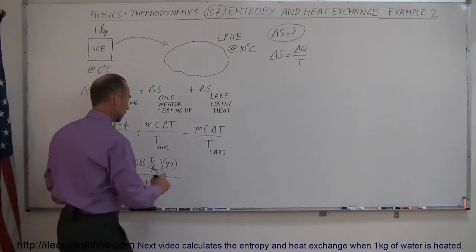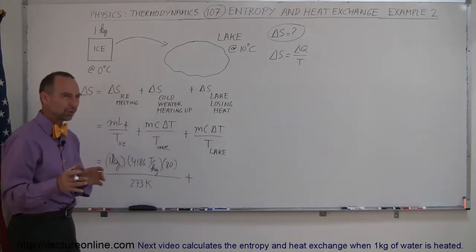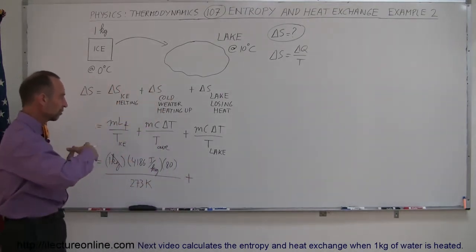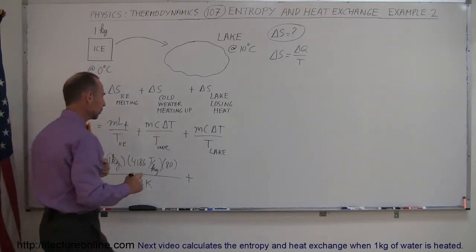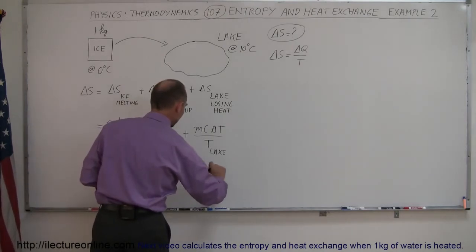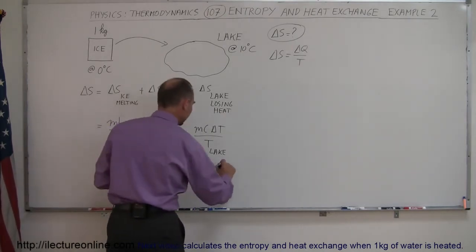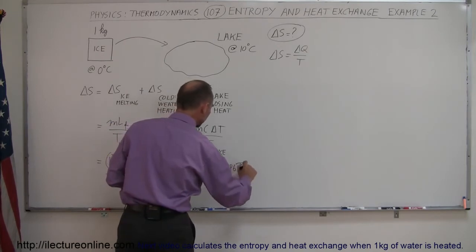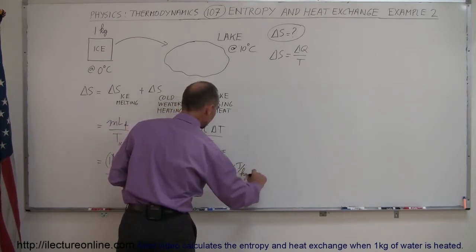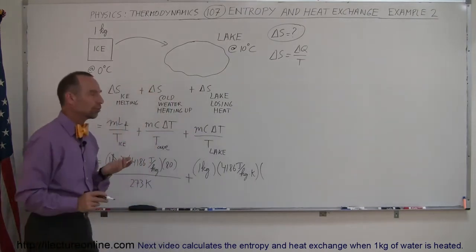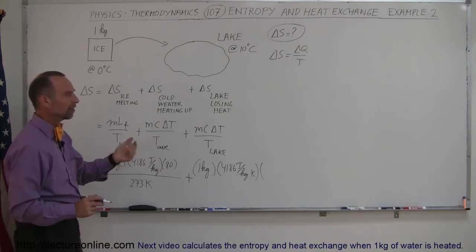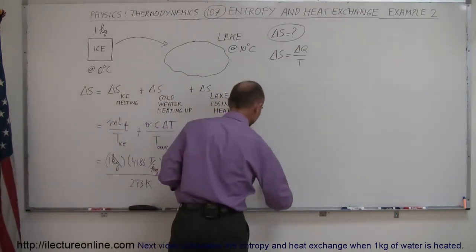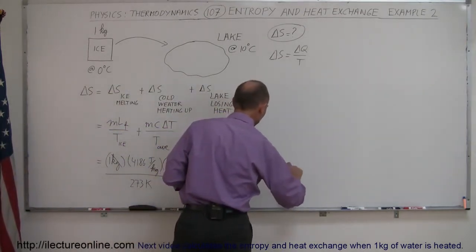All right, next, the ice that is now turned into water is rising in temperature from 0 to 10 degrees centigrade, so it's receiving heat as well, so this should be a positive quantity. We still have 1 kilogram. The C for water is 4,186 joules per kilogram per Kelvin. The change in the temperature, well, it ends up at 10 degrees centigrade, which is 283 Kelvin. And it started at 0 degrees centigrade, which is 273 Kelvin.